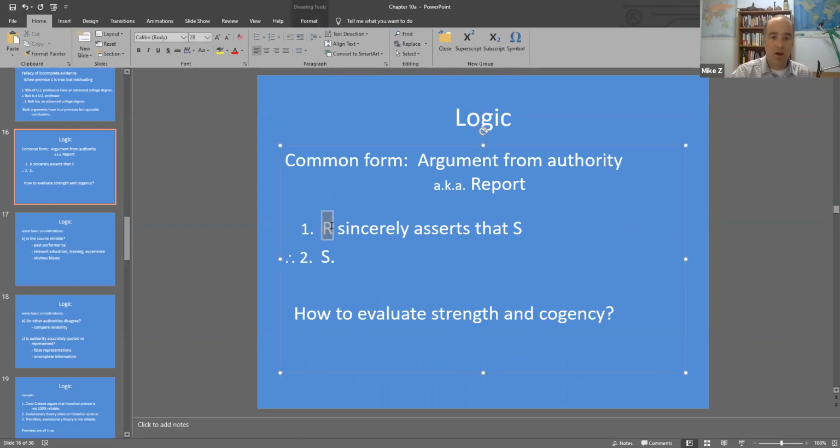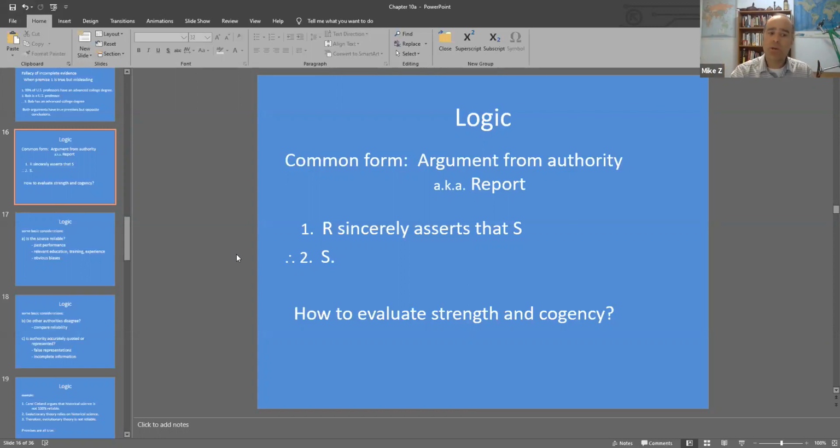Capital R here represents somebody that could potentially be an authority on this topic, and they are sincerely asserting, right? They're not trying to mislead, they're not trying to lie or anything. So they are sincerely asserting some fact, and we'll just call that fact S. So they're sincerely asserting that S is true, and this is their report. In fact, this argument from authority is sometimes even just called a report. So when this person sincerely asserts that, then we conclude that S must be true, or we might say S is likely to be true. Our confidence in S has gone up after hearing this report from the authority.